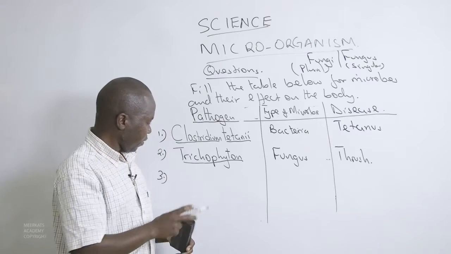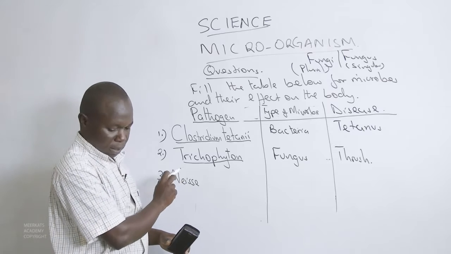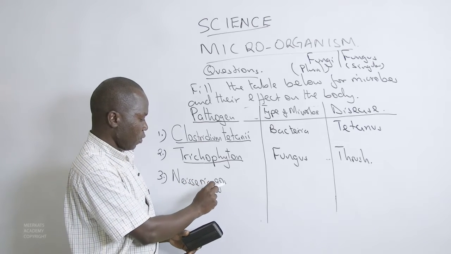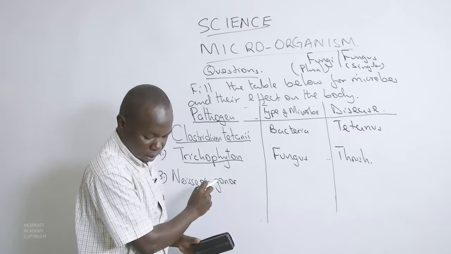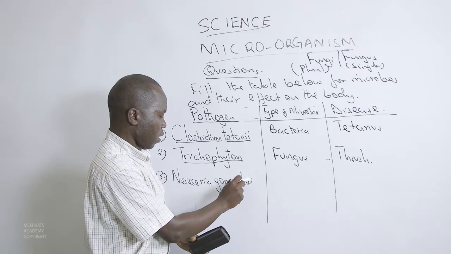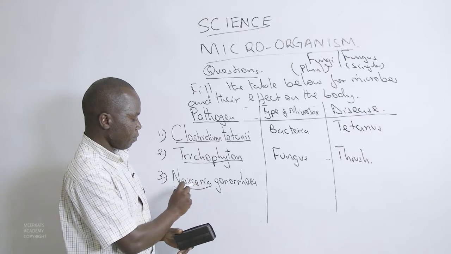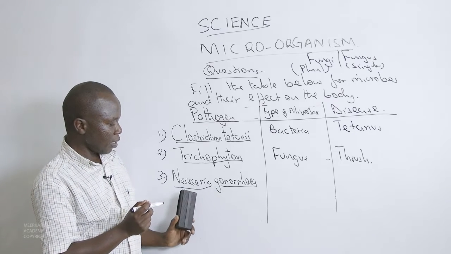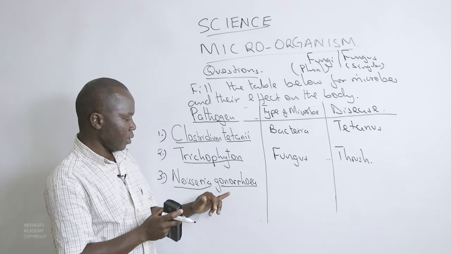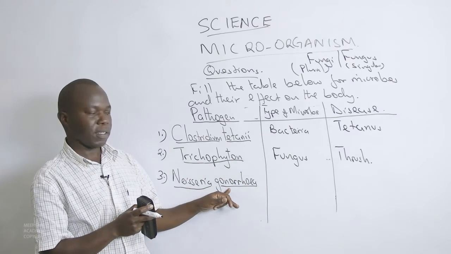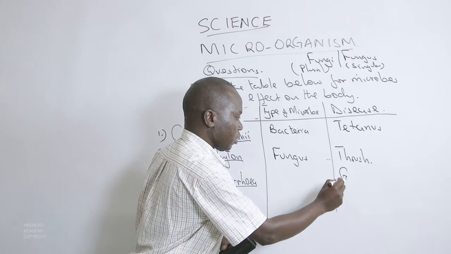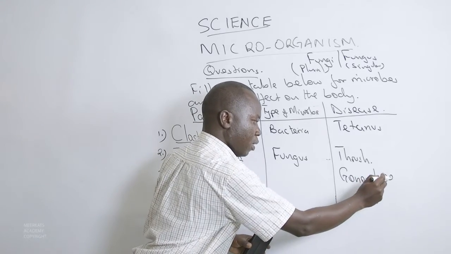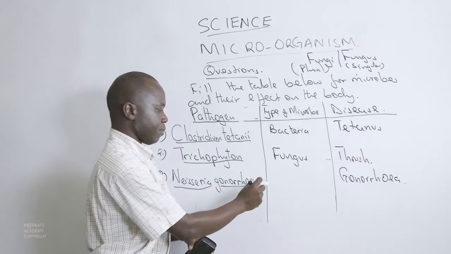Then 3, we have Neisseria gonorrhea. Again, this is a scientific name. You underline them separately. The genus name should start with a capital letter and the rest of the letters, small letters. Neisseria gonorrhea. So the disease you can easily identify from the species name. It causes gonorrhea. The type of microbe is a bacteria.